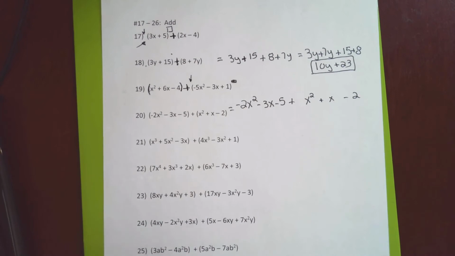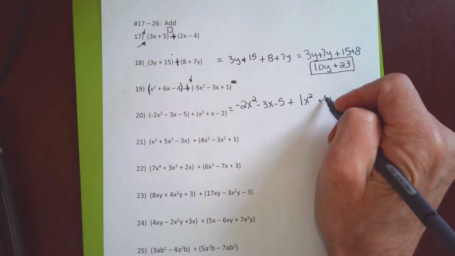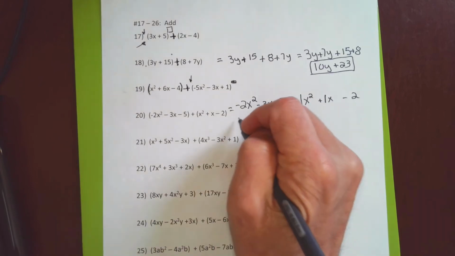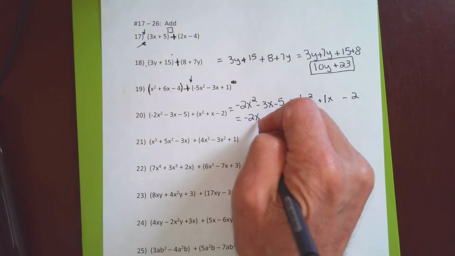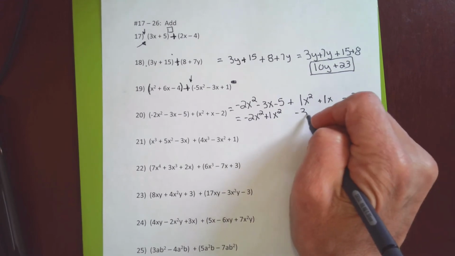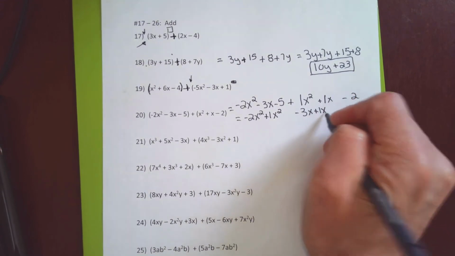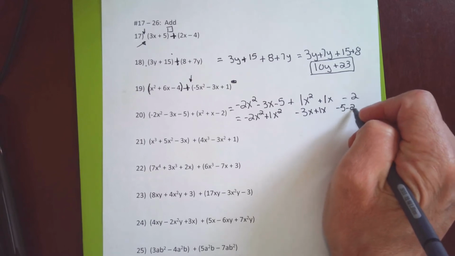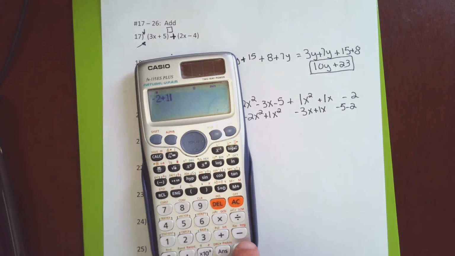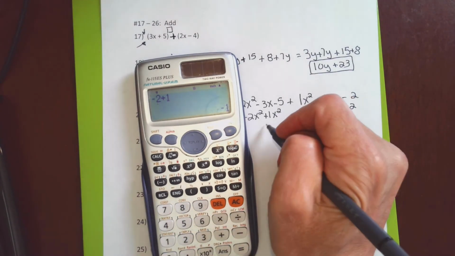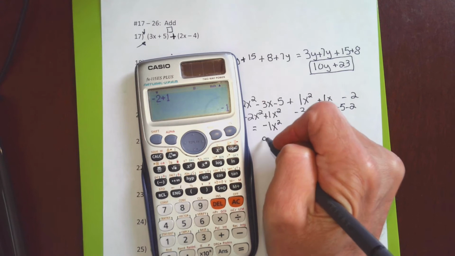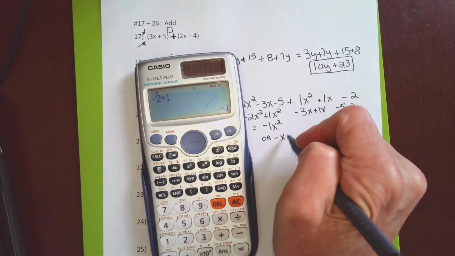And I am going to change this a little bit. I'm going to put the implied coefficients of 1 in front of the x squared and the x, because that's going to help me combine like terms. Now I'm going to write this in a nice order. I'm going to write the minus 2x squared plus 1x squared, the minus 3x and the positive 1x, and the minus 5 and the minus 2. Now I'm going to combine the coefficients. The first coefficients are minus 2 plus 1. I'm going to get a minus 1 for the x squared term. So in my answer, I can write a minus 1x squared. Or if I want to suppress the 1, I can just write minus x squared.